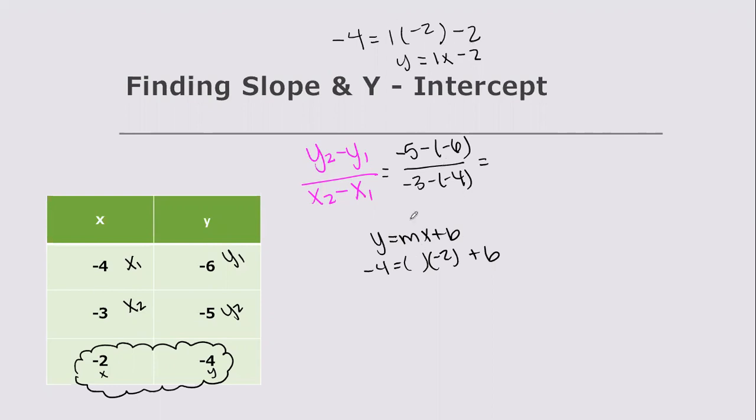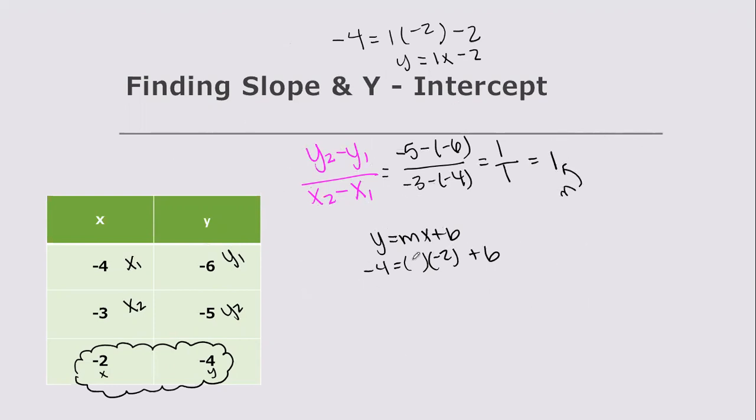From the slope, -5 minus -6 is +1. -3 minus -4 is +1. So my slope should have been +1. If you did not get +1, then your answer to your y-intercept is going to be off, okay? So my slope is +1.